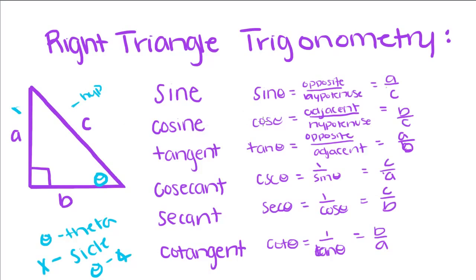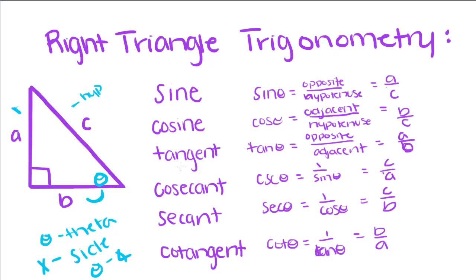Cosine is, we're talking about this angle, the adjacent side, which is the side right next to it, adjacent, which is B, over the hypotenuse, which is still this side. So this is B over C. Tangent talks about this angle's opposite side, which is still A, over its adjacent side, the side next to it, side B. So A over B.